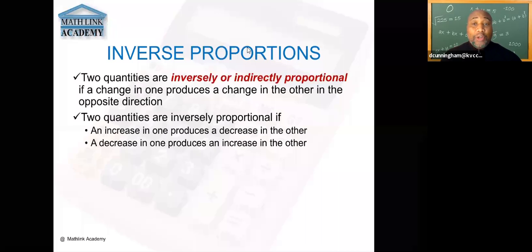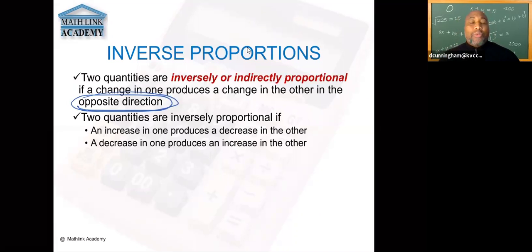Now let's talk about inverse proportions. Two quantities are inversely or indirectly proportional if a change in one produces a change in the other in the opposite direction. The key word is opposite direction. This is our key concept. Two quantities are inversely proportional if an increase in one produces a decrease in the other, and a decrease in one produces an increase in the other. So they're opposite directions. So this is where we have the inverse proportions.